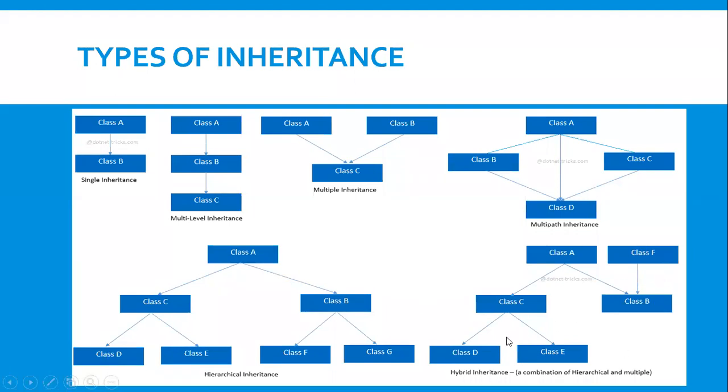And this is the hybrid inheritance. Hybrid inheritance is nothing but a combination of all the above mentioned inheritances. It may involve single inheritance, it may involve hierarchical inheritance, and various combinations of them. All these are called hybrid inheritance.